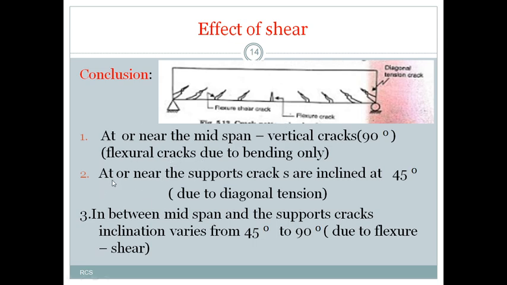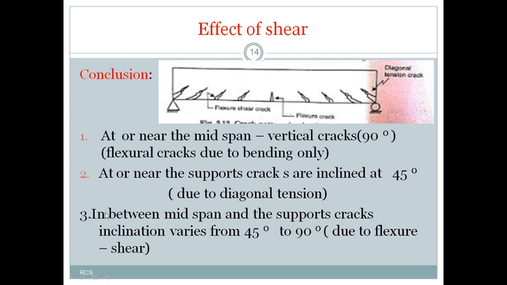Now the second conclusion I can draw from this analysis is, at or near the support, cracks are inclined at 45 degrees. Why is it inclined at 45 degrees? Here diagonal tension will occur and the tensile force tries to drag in this direction, so there may be diagonal cracks. The inclination of that crack will be 45 degrees with respect to the horizontal. So this is due to only shear. That's why I can call these diagonal cracks also shear cracks. So these are in the form of this.